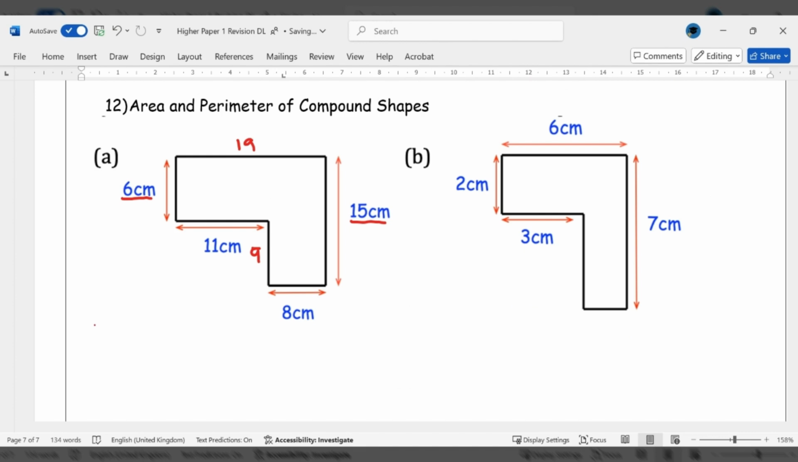So perimeter is add them all up. 6 plus 19 plus 15 plus 8 plus 9 plus 11. And that answer there will be in centimetres. You could do that. I'm not going to waste time in this video doing that.